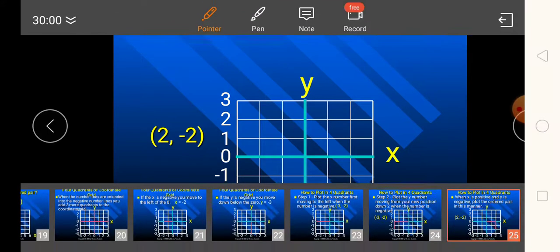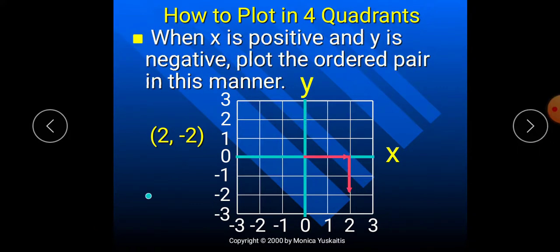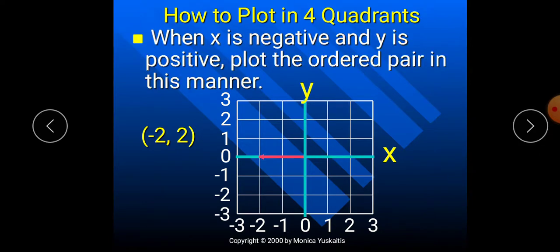So it will be the fourth quadrant. Plus 2, minus 2, which quadrant? This is plus plus, this is minus plus, minus minus, plus minus. Then it will be quadrant 4. So 2 comma minus 2. Okay, understood? This point is called 2 comma minus 2. And minus 2 comma 2 means it is in quadrant 2, because the x value is negative and the y value is positive.